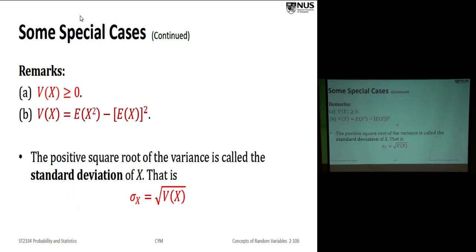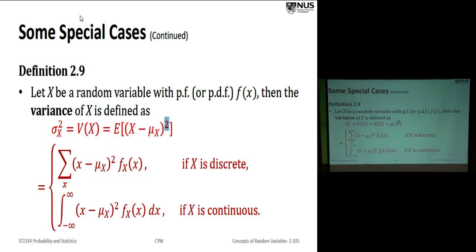So let's make some remarks. First of all, the variance of x is non-negative. Why is that? I can tell you that immediately. You can see it from this. It's easiest to see in the finite case. Each of these numbers here, I'm squaring, so x minus mu x squared is always at least zero. And then this thing is always non-zero.